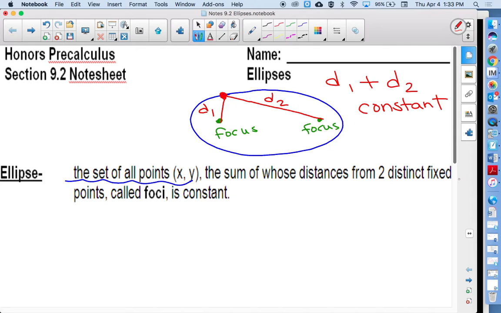So I could be here and traveling to the focus, to the other focus. If the distance is 12 once, the distance is going to be 12 every single time. So whatever it takes for me to get to those 2 points, if I add that sum together, no matter where I am on the edge of the ellipse, it'll be exactly the same every single time.